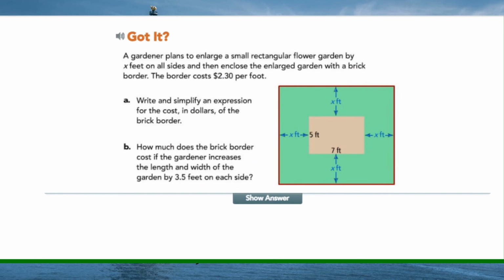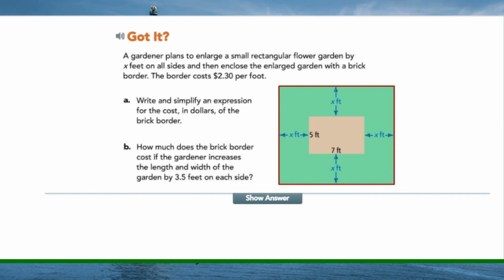Here is a practice problem. It says a gardener plans to enlarge a small rectangular flower garden by x feet on all sides and then enclose the enlarged garden with a brick border. The border costs $2.30 per foot. Part A. Write and simplify an expression for the cost in dollars of the brick border. Part B. How much does the brick border cost if the gardener increases the length and width of the garden by 3.5 feet on each side?